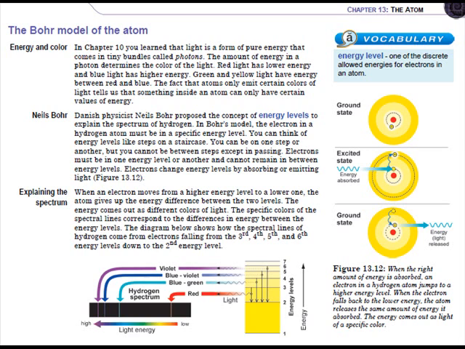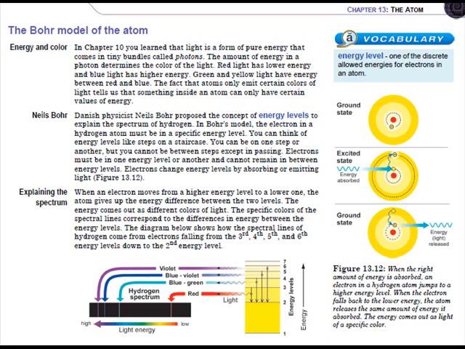The fact that atoms only emit certain colors of light tells us that something inside an atom can only have certain values of energy. Danish physicist Niels Bohr proposed the concept of energy levels to explain the spectrum of hydrogen. In Bohr's model, the electrons in a hydrogen atom must be at a very specific energy level. You can think of energy levels like steps on a staircase. You can be on one step or another, but you cannot be in between steps because, except in passing, electrons must be in one energy level or another and cannot remain in between energy levels.